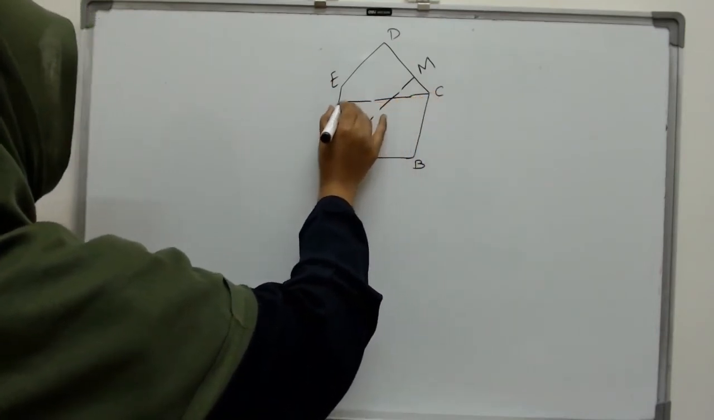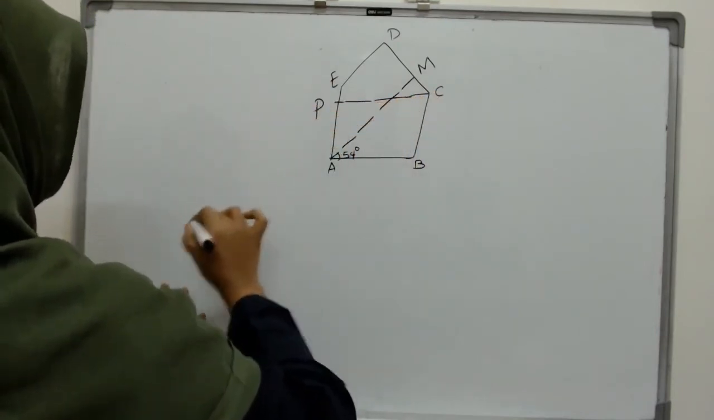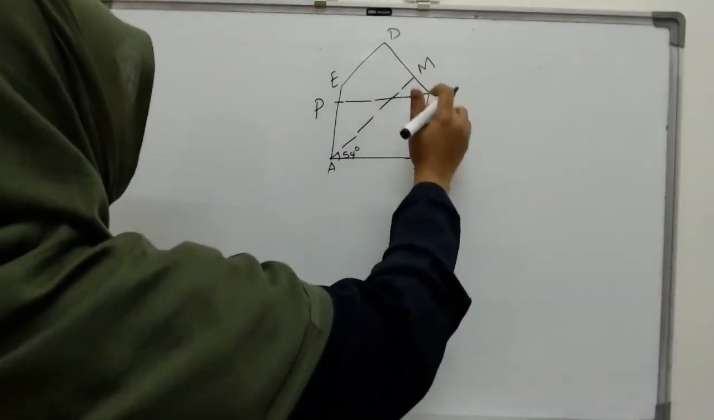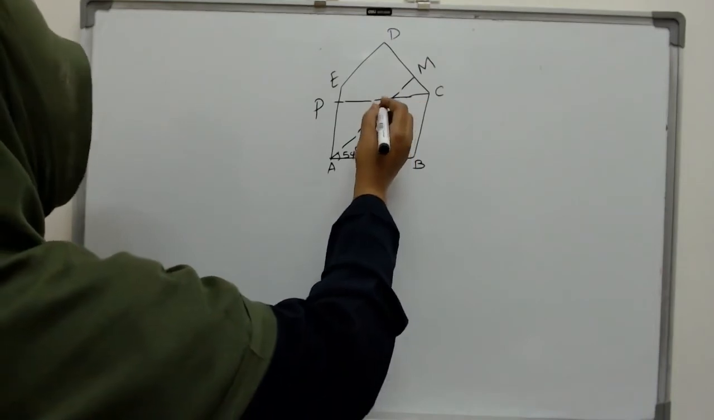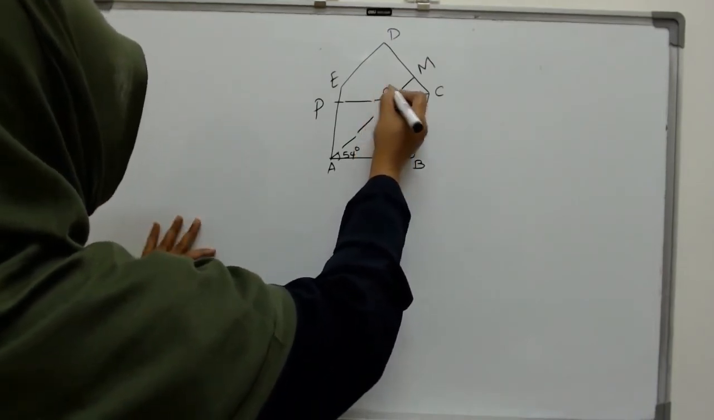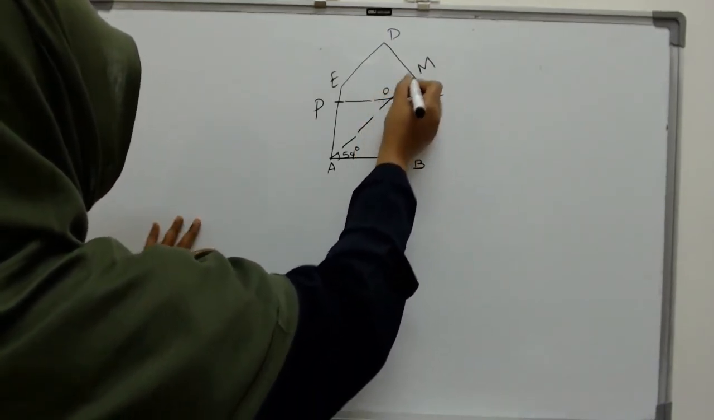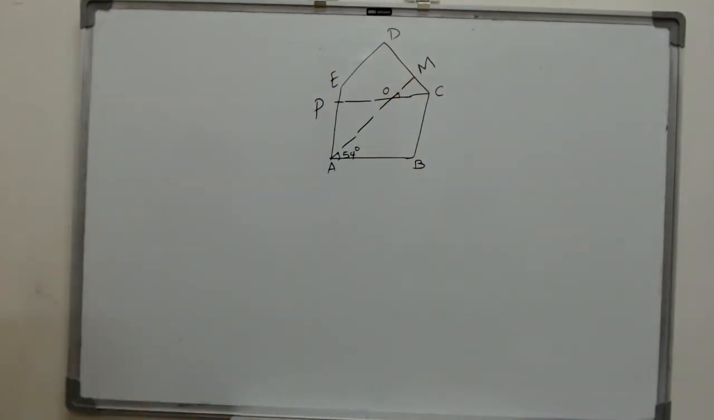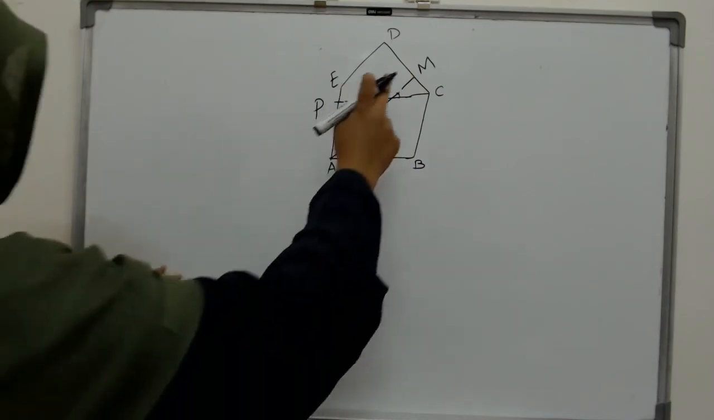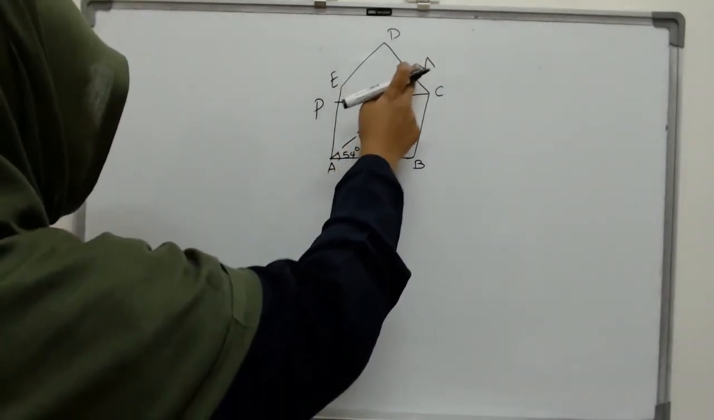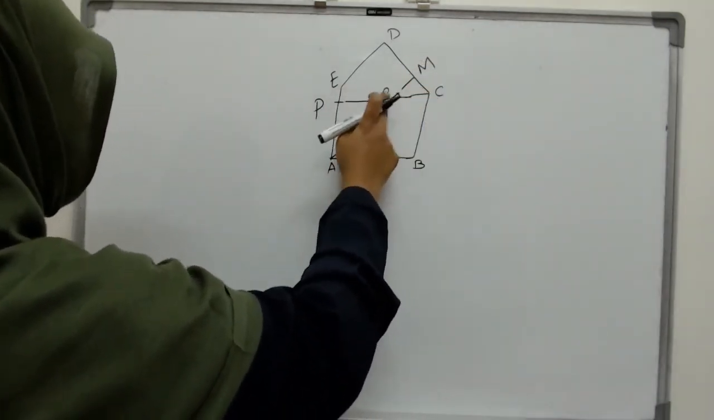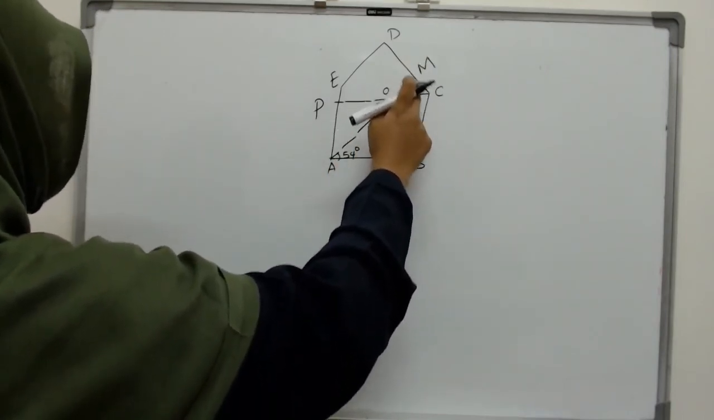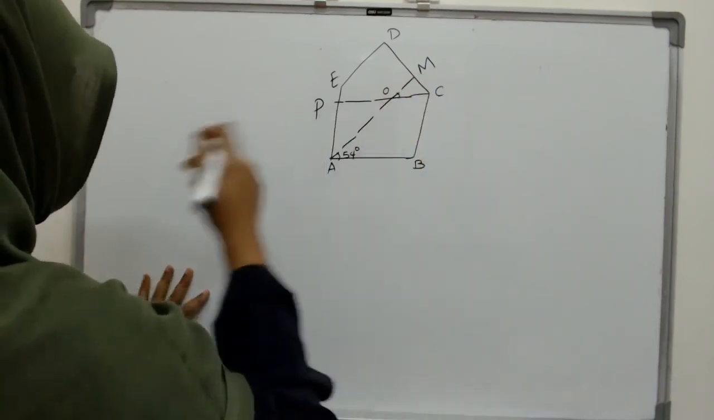That meets EA in P. So that, what does that mean? Again, each one will be 54. So now our question here is, what is COM? This is the angle that we have to find. So how do we find it? It's a very easy thing, right? We have to consider this triangle. You see the small triangle here, MOC. If we find the other two angles, it will be very easy to find this.